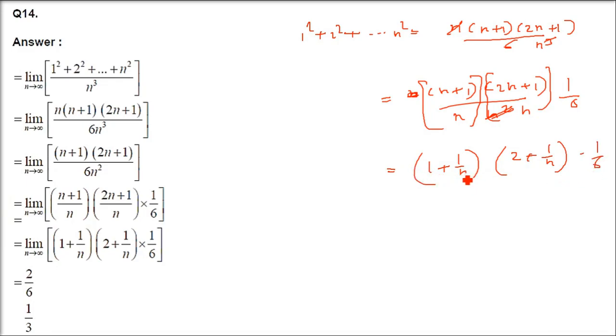So now apply the limits. 1 by n is what? n is infinity, so this is also infinity. So 1 plus 0, 2 plus 0, so 1 into 2. And you have 1 by 6 here. So this 2 and 3, 1 by 3 is the answer. So for this question, you have to know that it is n(n plus 1)(2n plus 1) by 6. That is very important.